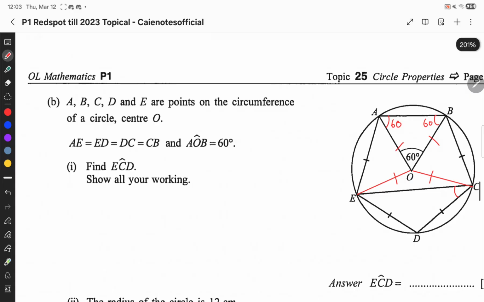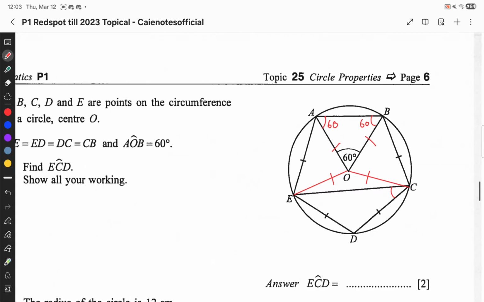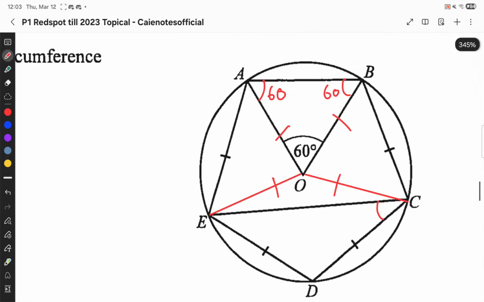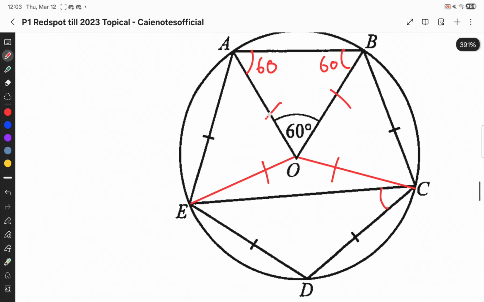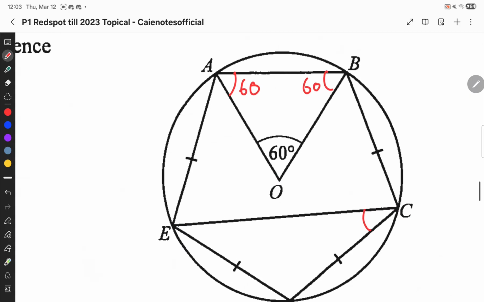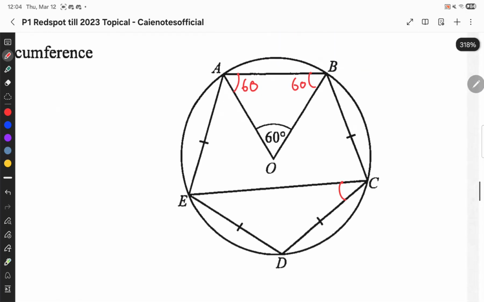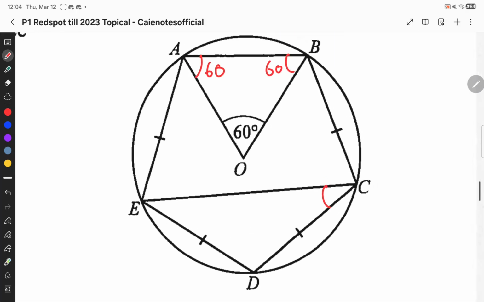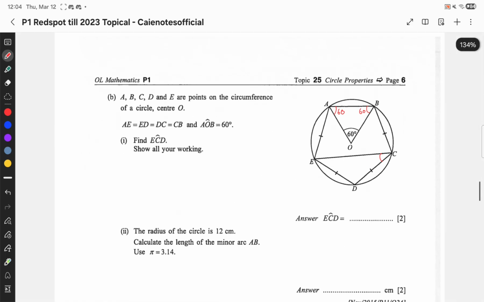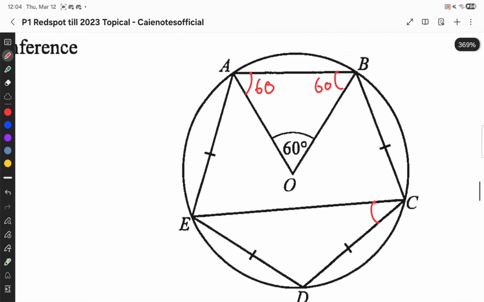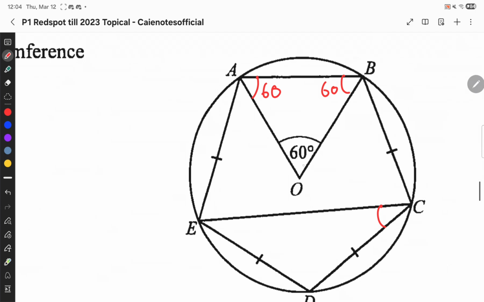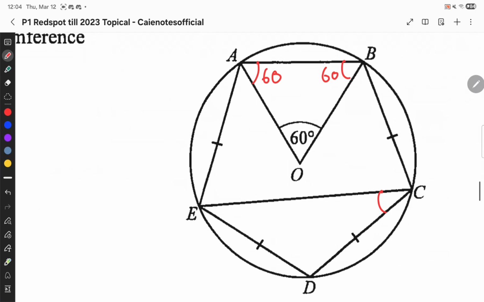Okay, we find that AE is equal to EC is equal to DC is equal to CB. We know many things about this, and we need to find ECD. This is a third in this. Next, how do we find the remaining angles? Well, we know that. Okay, let's do some drawing.